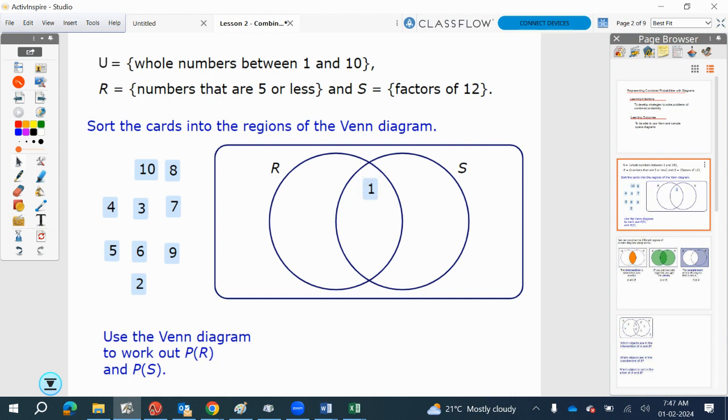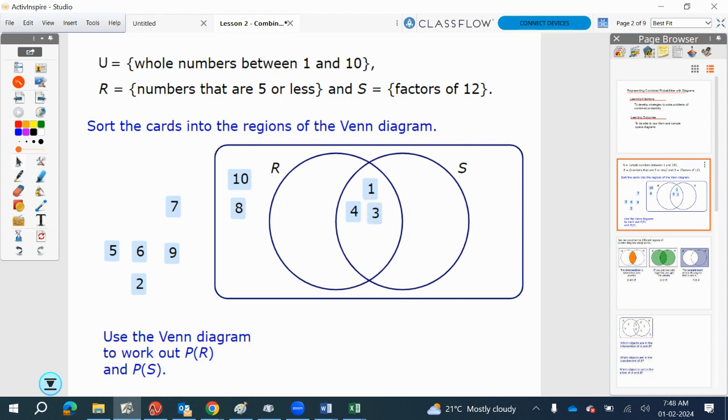How about 10? Is this a factor of 12? No, it's not a factor of 12, and it's not 5 or less. What about 8? No. Put this on the outside, inside the universal set, but not in either of the two defined sets. Is 4 a factor of 12? Yes. That can go here. What about 3? That needs to go in the intersection.